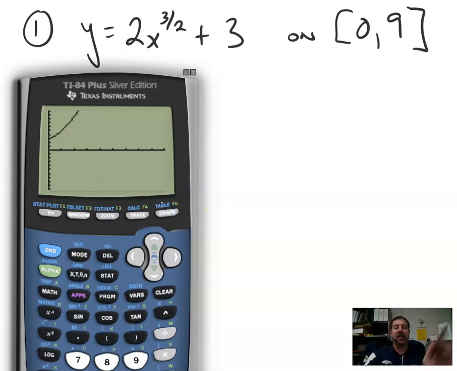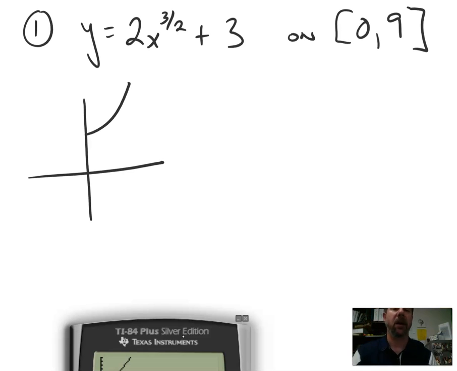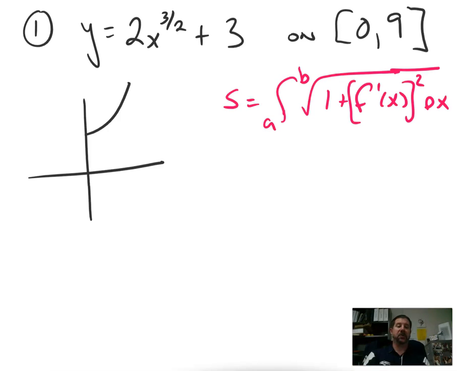It kind of looks like a parabola, opening up. That's what we're going to try to find the length of, or the arc length of. Okay, so again, to find the length of our curve, or this arc length, you are going to use our little formula right here.